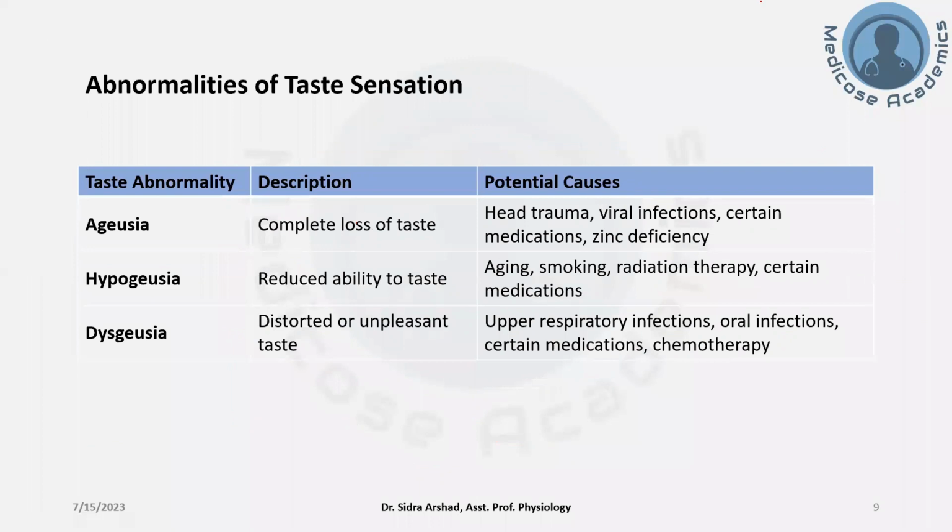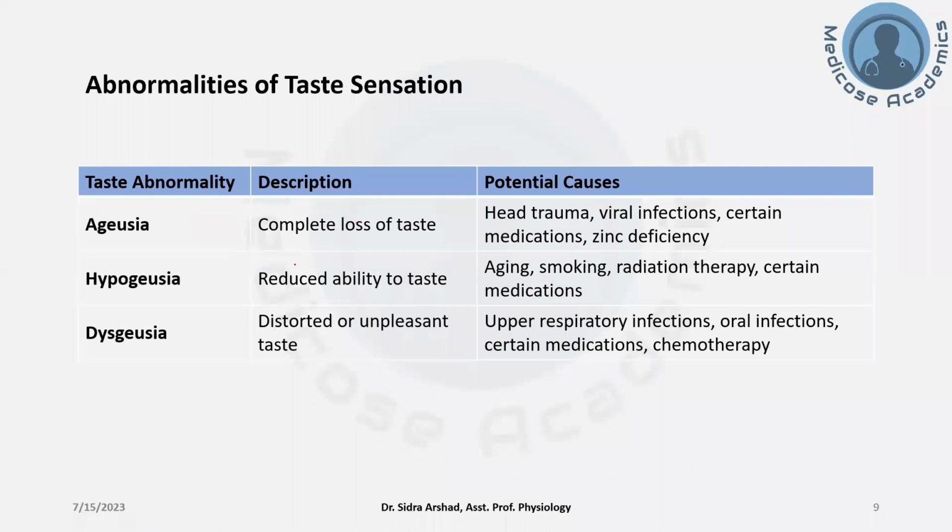So now let's look at the abnormalities of taste sensation. These are a few abnormalities which may be found in certain conditions. These abnormalities include ageusia, which is the complete loss of taste sensation, and may be seen in cases of head trauma, viral infections, certain medications, and in zinc deficiency.